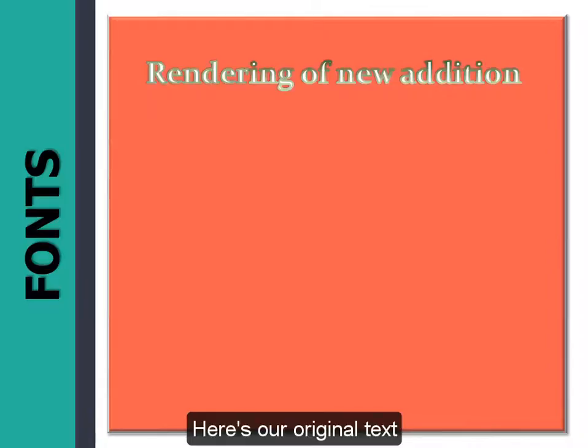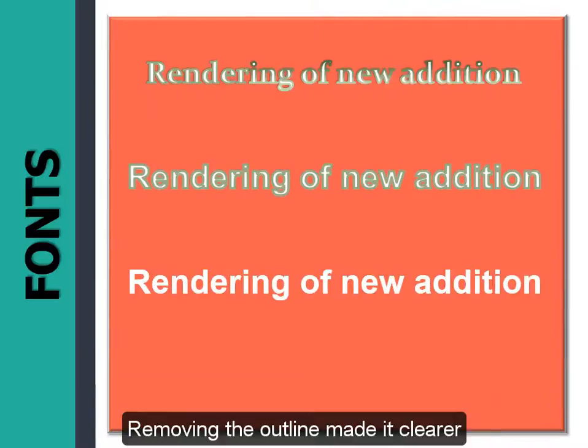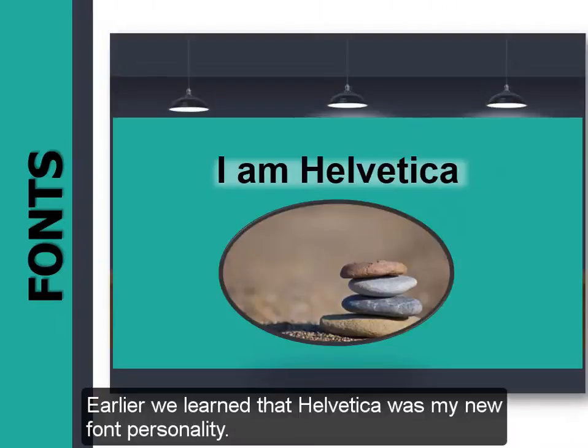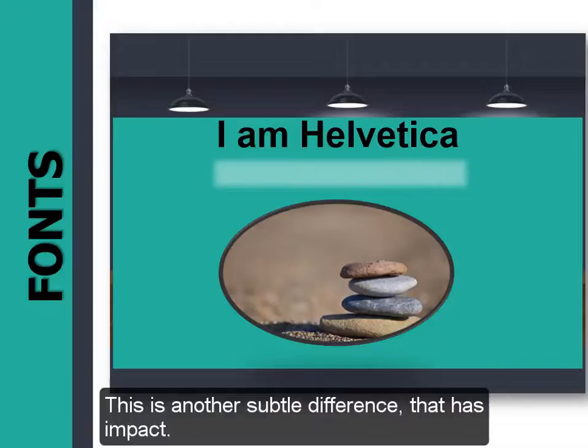Let's review. Here's our original text. It was changed to Helvetica, my new font personality. Removing the outline made it clearer, and the shadow added a slight depth to our final text. Earlier, we learned that Helvetica was my new font personality. In this slide, I added a transparent box behind the font to enhance it instead of a shadow. This is another subtle difference that has impact.